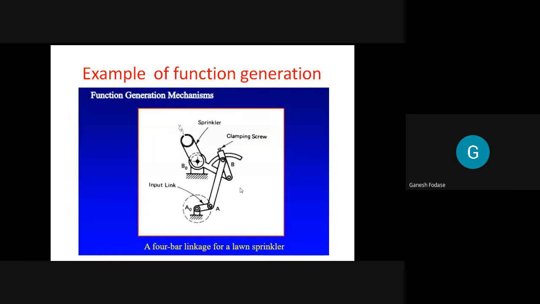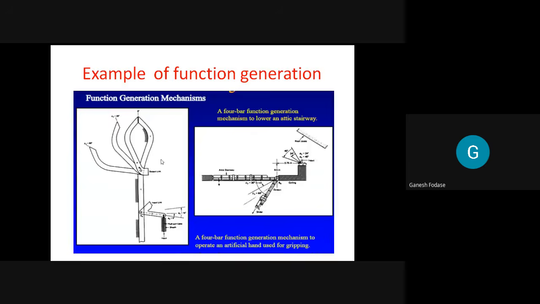Keep in mind, we need to compare this function generation problem with other generation types like path and motion generation. So function generation, I think it is clear. You can take a few more examples like this. In this case, we can see this one is a mechanism to operate an artificial hand used for gripping. So this is different. Let's say this is one position, second position, third position. In different cases, the output y is a function of the input.